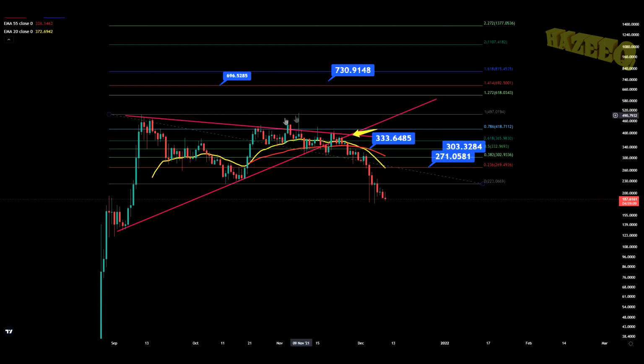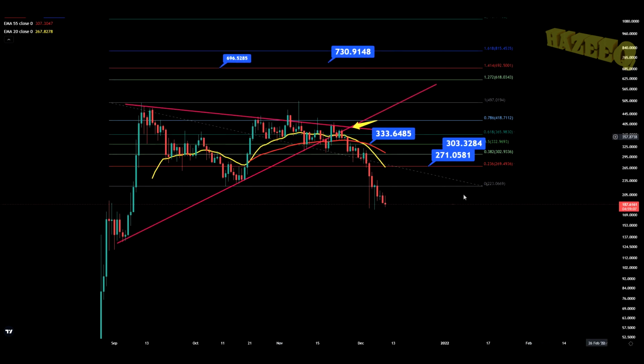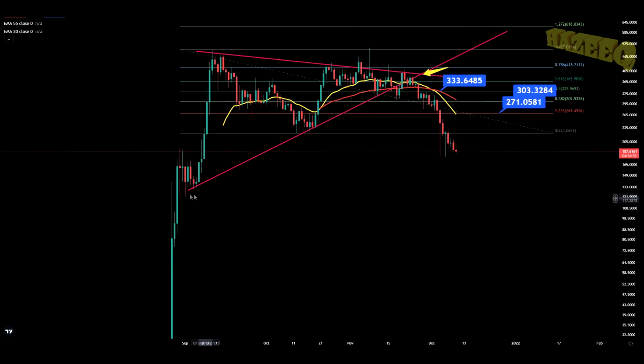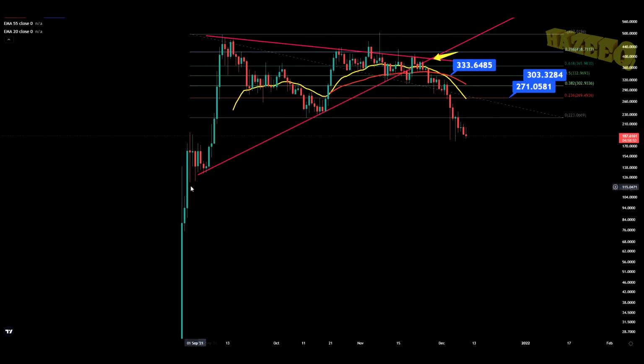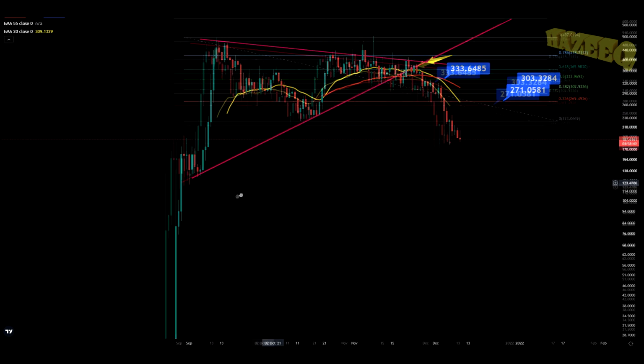Now, jumping into the daily chart, you can see that we have lost the fib retracement over here, and we've lost this swing low. And this is quite bearish in my opinion, but I would really start getting worried if we start losing this September low over here. So as you can see, we had a very nice bull pennant over here, and we broke out very nicely.